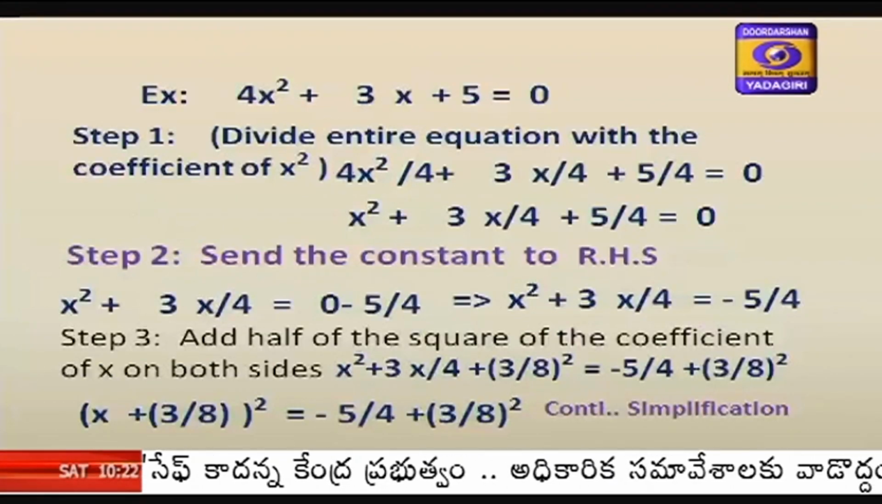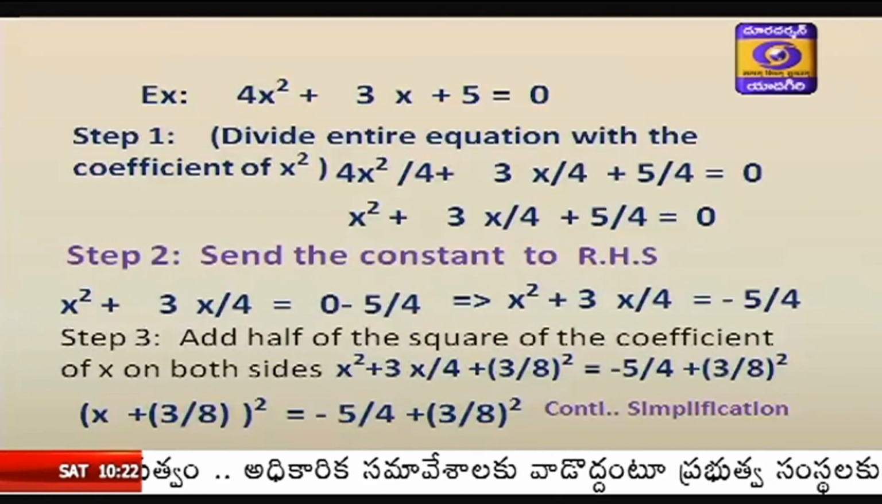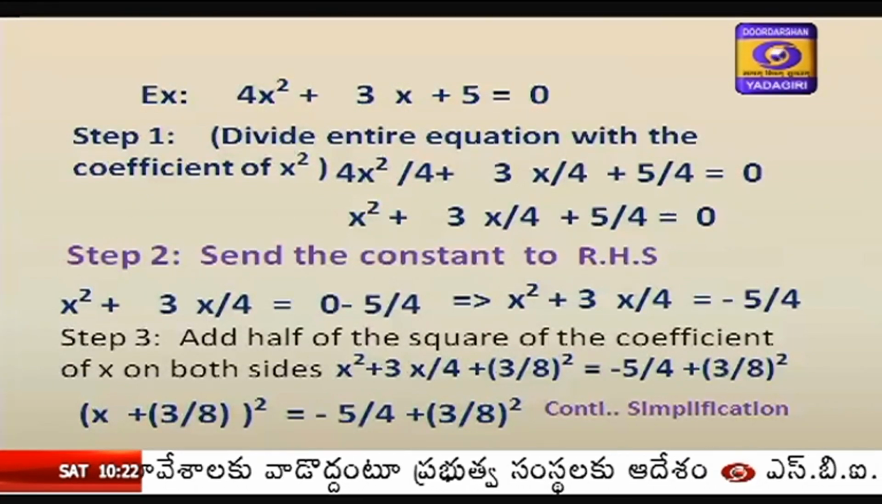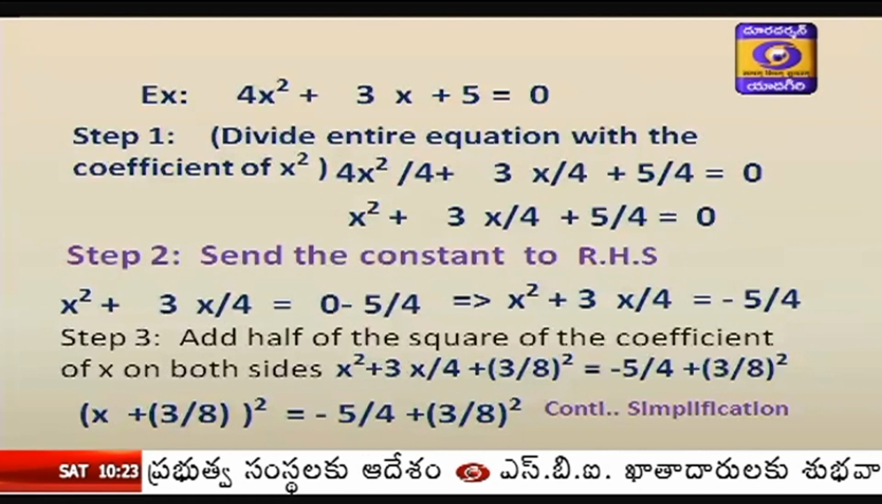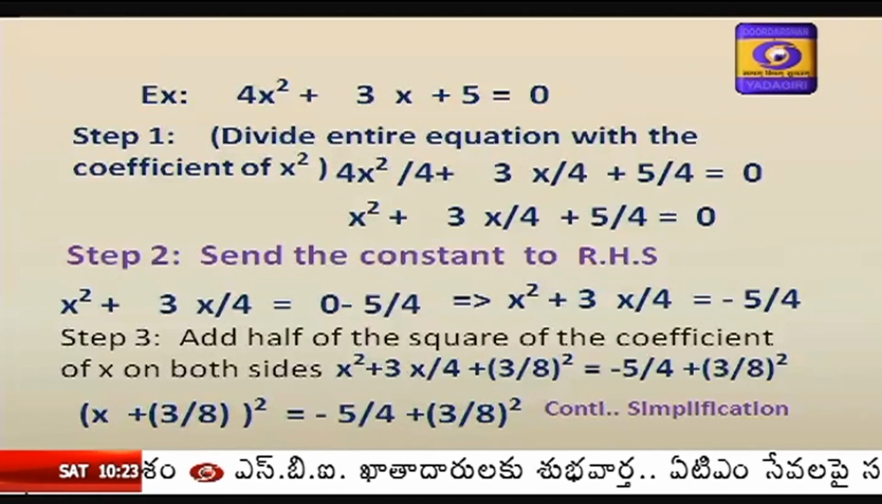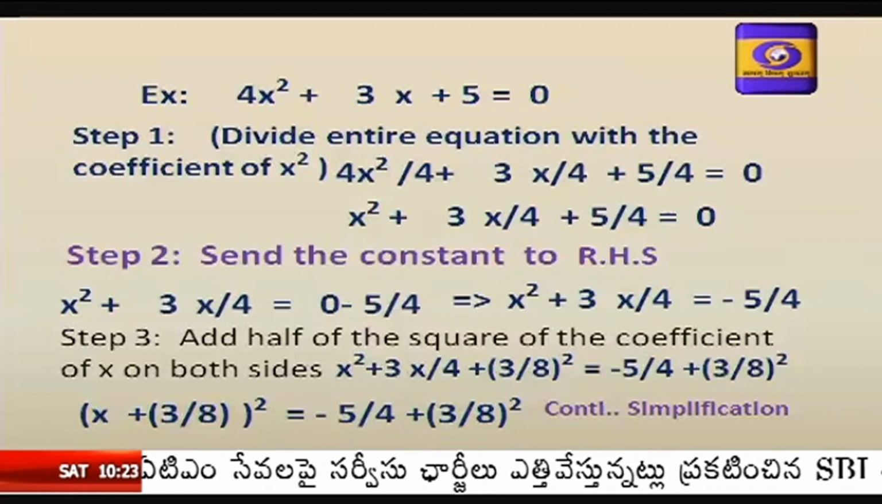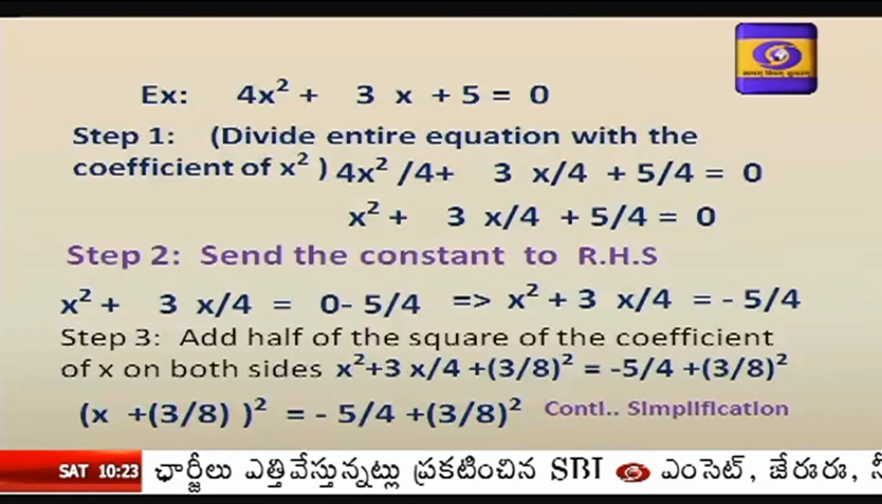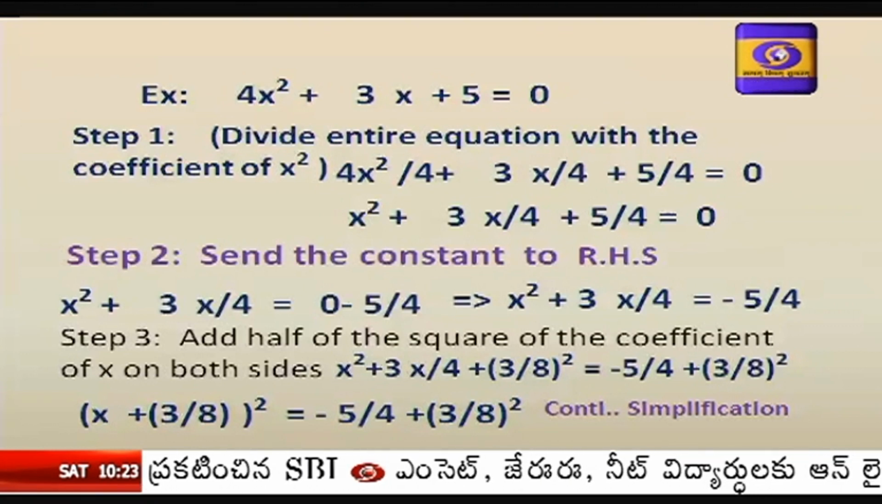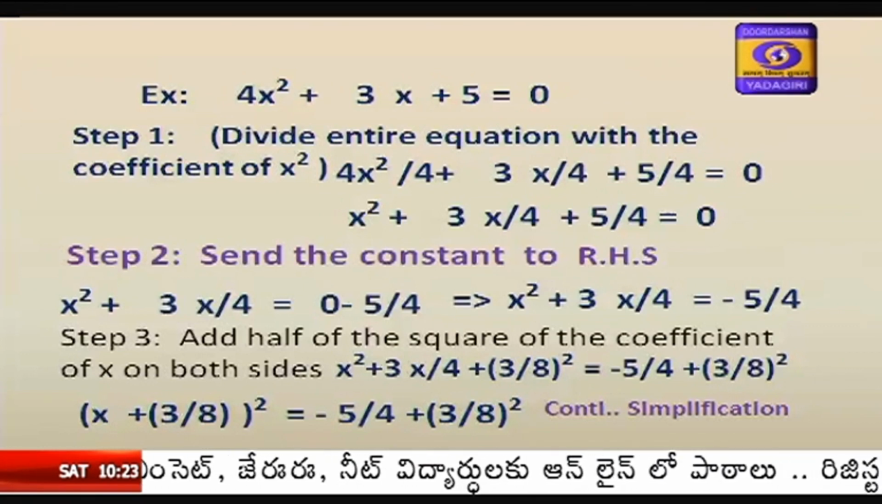Now consider one more: 4x² + 3x + 5 = 0. Divide the entire equation by the coefficient of x²: 4x²/4 + 3x/4 + 5/4 = 0. Then x² + 3x/4 + 5/4 = 0.